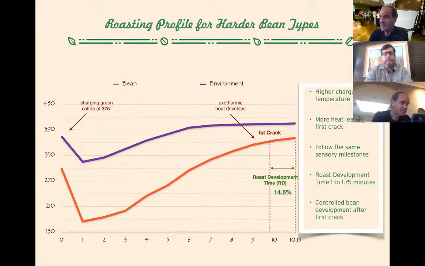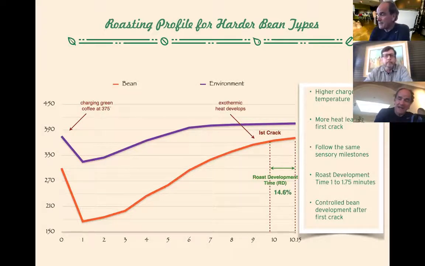And then here we are looking at another curve. Now we are roasting harder bean types. These are beans that are grown higher, they have more density. They're also distinct from a varietal standpoint. It could be a Caturra type of bean, which is a variety that has the propensity to develop denser beans under the same conditions. So now we want to use a higher charge temperature. In this case, we chose 375 degrees with more heat leading to the first crack, which will be shown in the next slide.